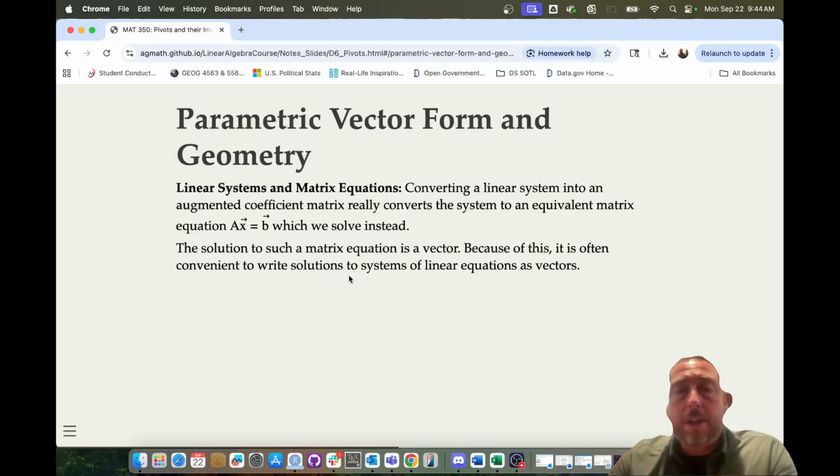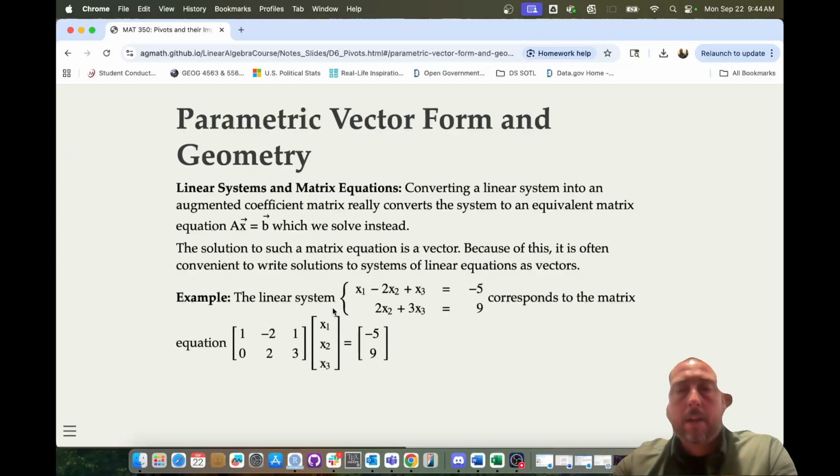The solution to a matrix equation, though, is a vector. Right? I'm taking the matrix A, I'm multiplying it by a vector x, and I'm getting back a vector b. And I want to know what the original vector x that I multiplied by A had to be in order to arrive at that resulting vector.